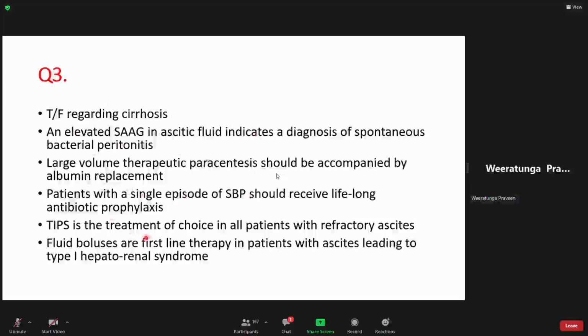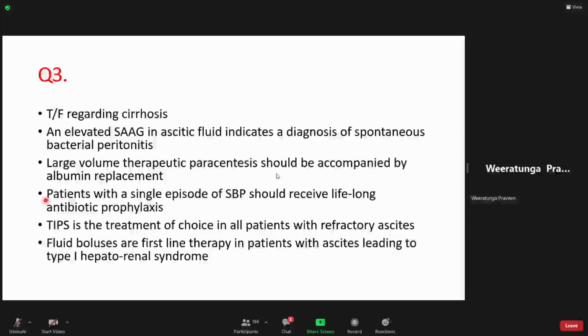Large volume therapeutic paracentesis should be accompanied by albumin replacement. So how do you manage ascites? You manage ascites very simply by diuretics, spironolactone, furosemide. You can also tap and do a therapeutic paracentesis. But remember, if you are removing more than 4 to 5 liters, replace it with albumin, right? And if there is refractory ascites, an option might be TIPS, right? To reduce the portal pressure, you create an artificial portosystemic shunt, and that reduces the ascites.